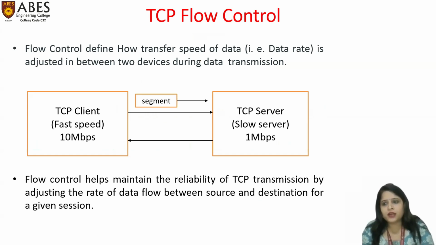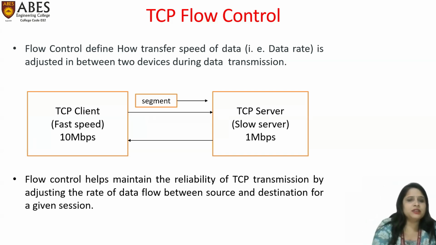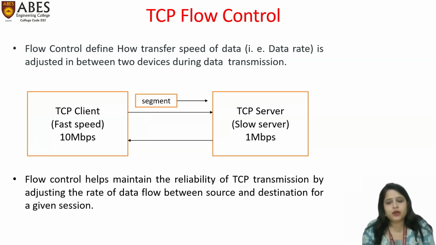Flow control is basically a control of data transmission speed. Flow control defines how the transfer speed of the data is adjusted between two devices during data transmission. When we want to transmit data from a TCP client to a TCP server, we have to maintain or control the data rate between the client side and the server side.